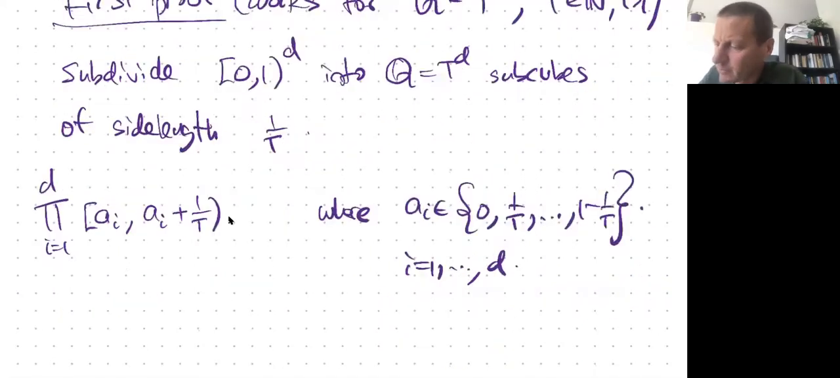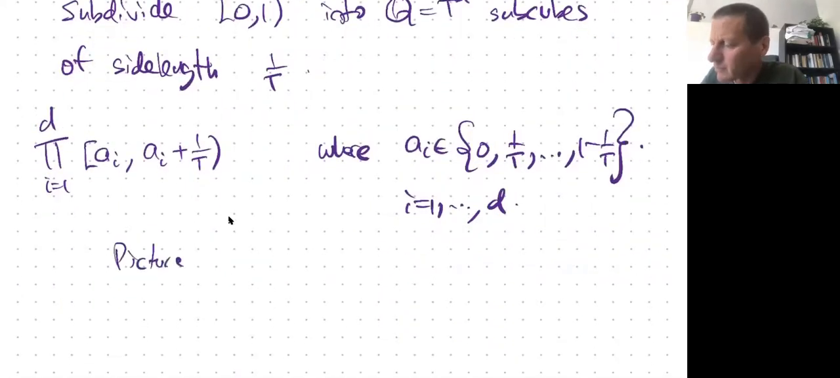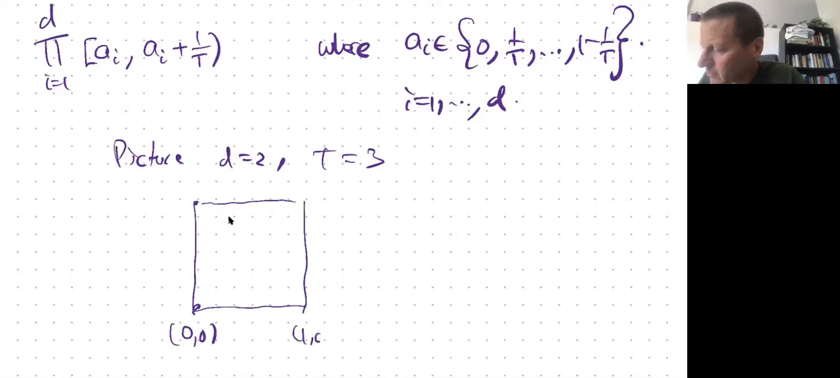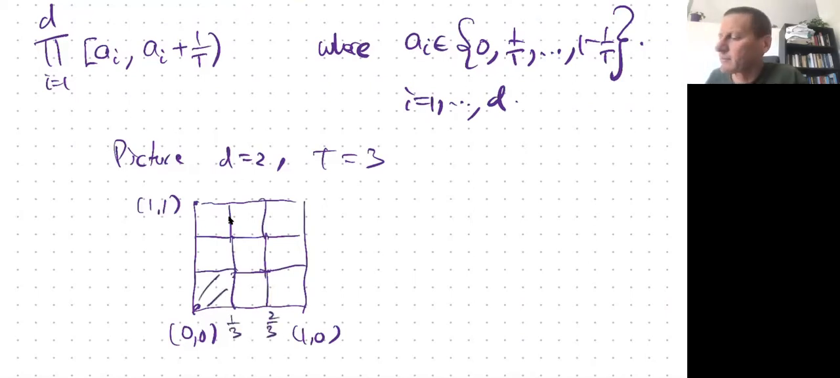Let's draw a picture. d equals 2, t equals 3, for example. So this is the unit square. And I'm going to be dividing it into pieces of this size. Okay? t to the d such pieces.